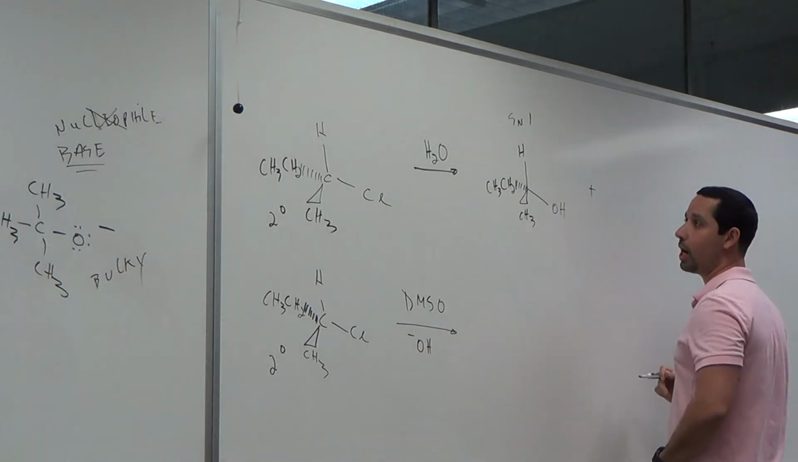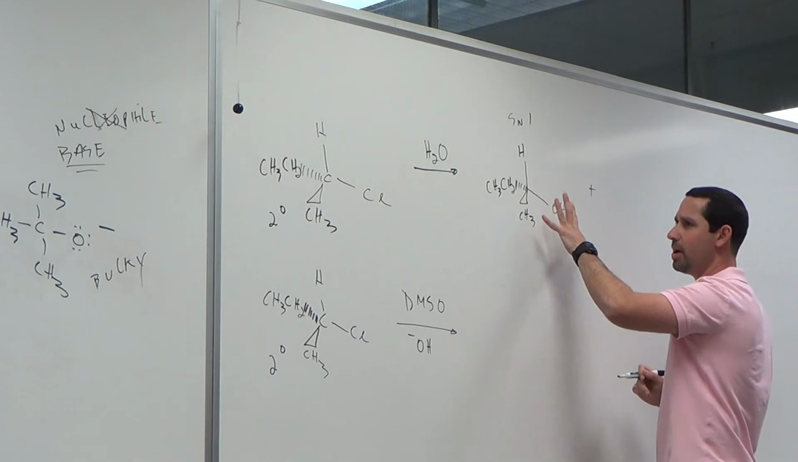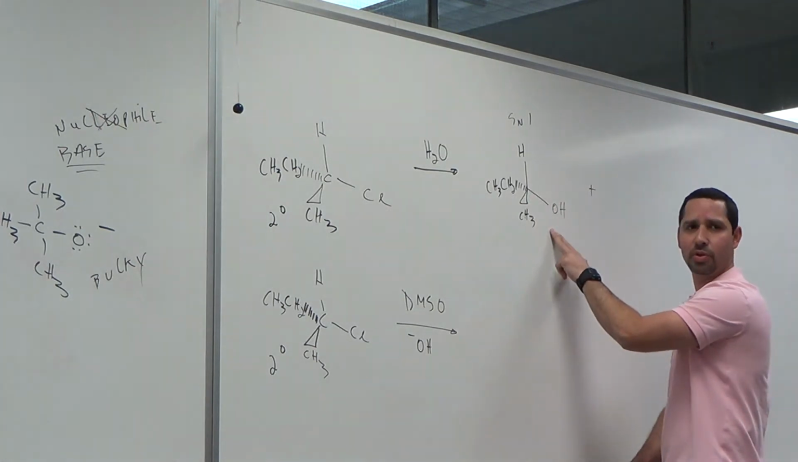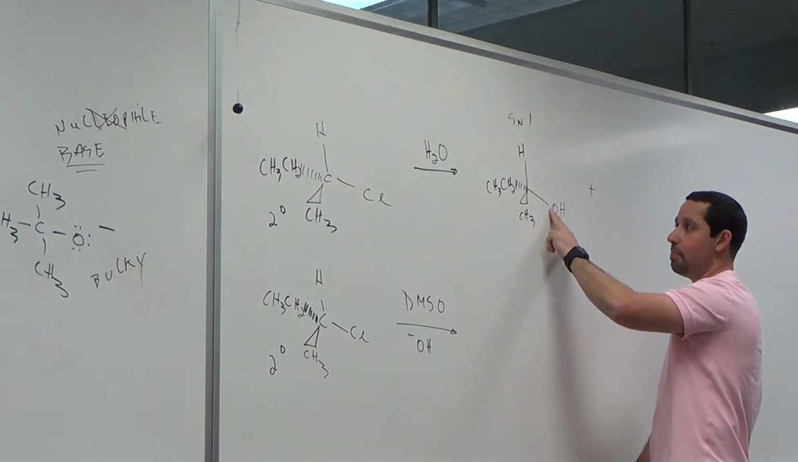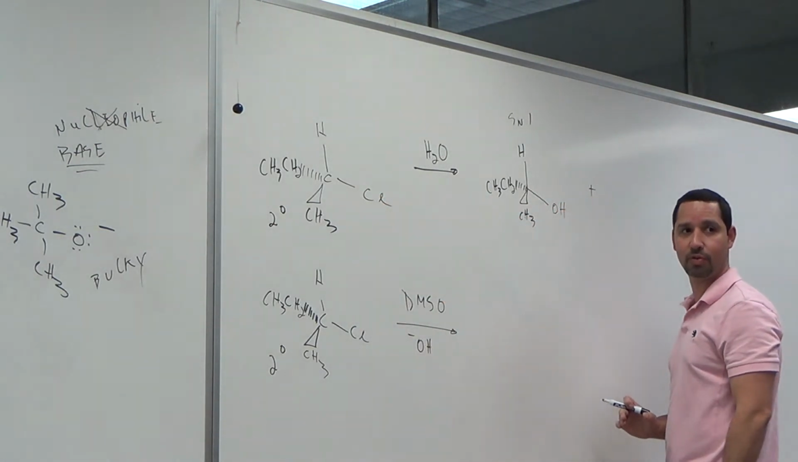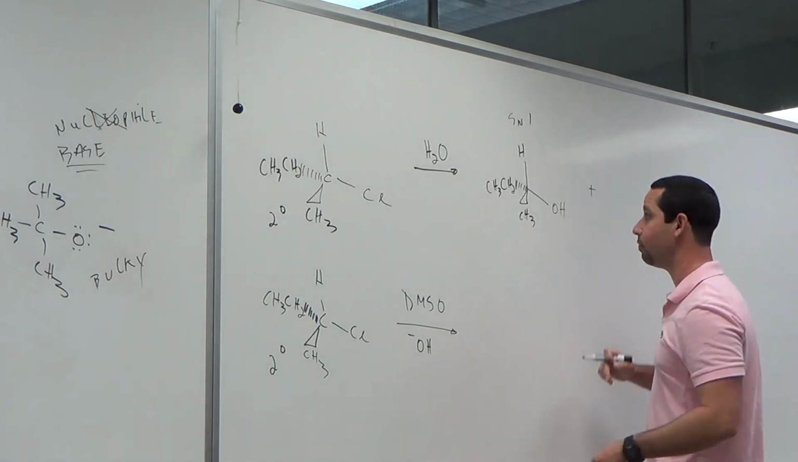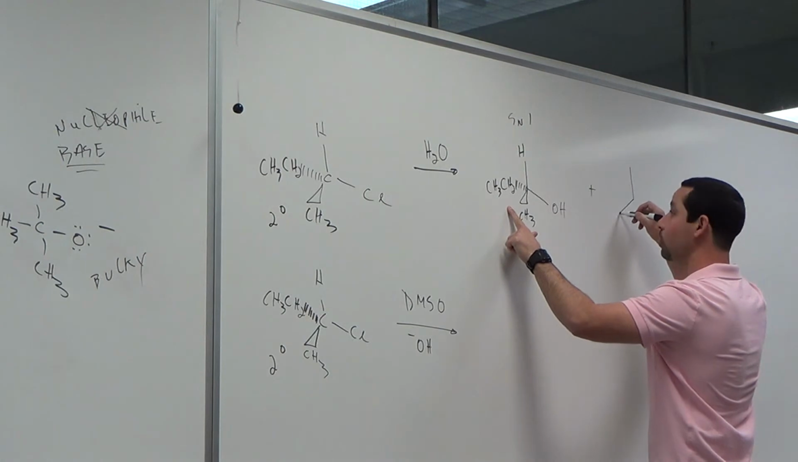So what's gonna happen next is, this is one of them, and the other one is, by the way, what's this? Retention of configuration or inversion of configuration? Retention. That bond is OH, and this bond was OH. It's called retention of configuration. If I want inversion of configuration, I have to draw this bond on the other side.